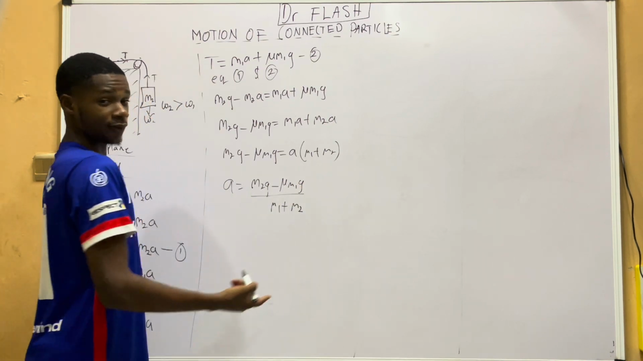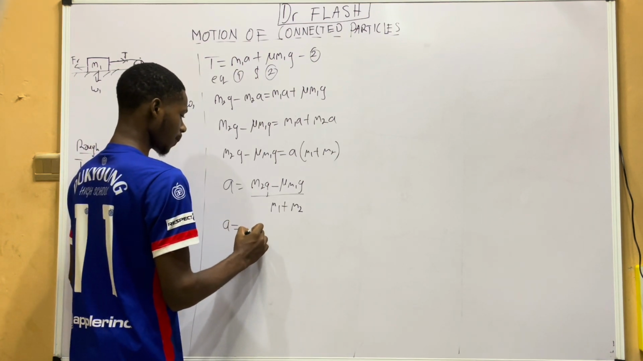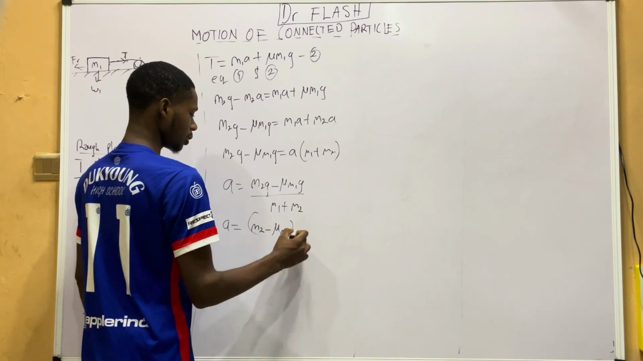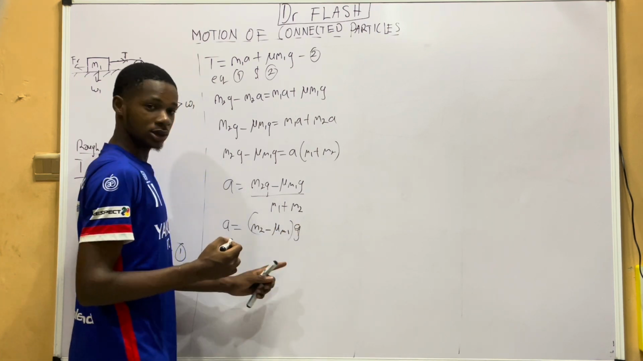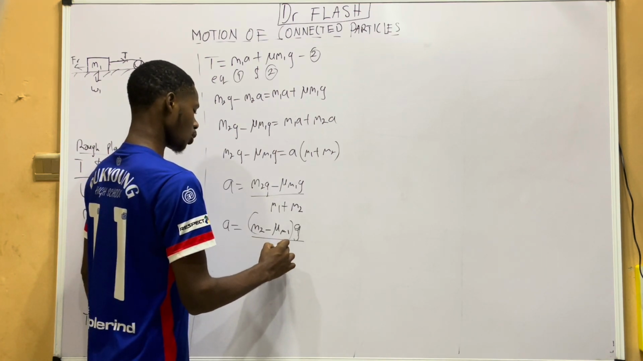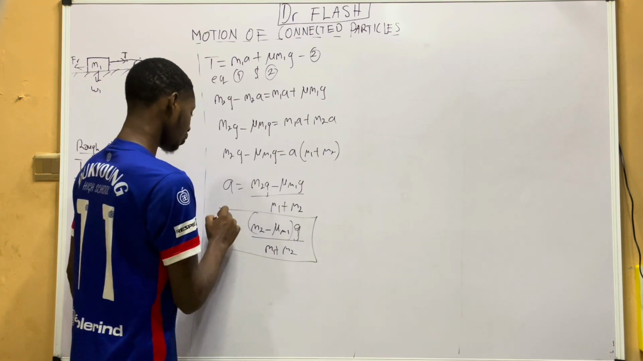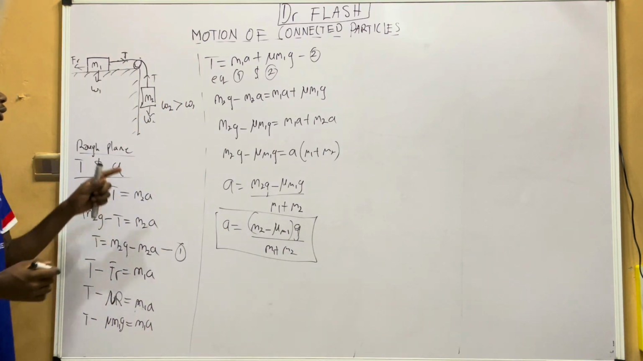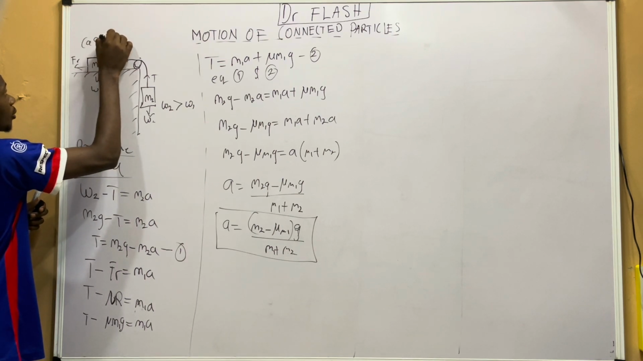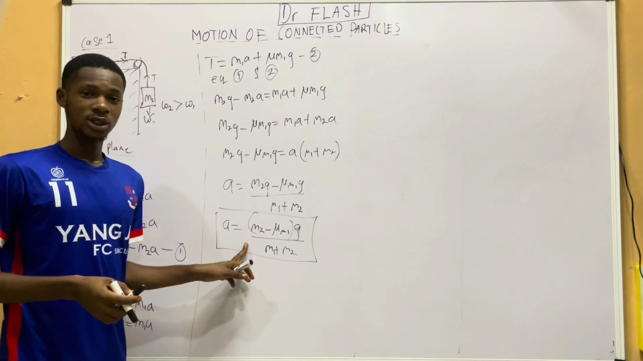G is common, I can as well factorize it out. So I have acceleration is equal to m2 minus mu m1, multiplied by g, which is the acceleration due to gravity, divided by m1 plus m2. Now take note, this is the formula for calculating the acceleration for a system like this. I'm going to call this case 1.